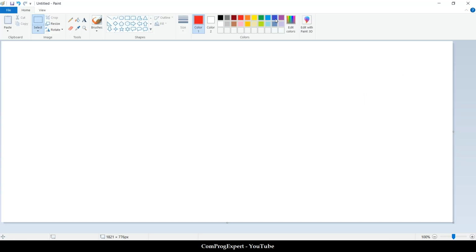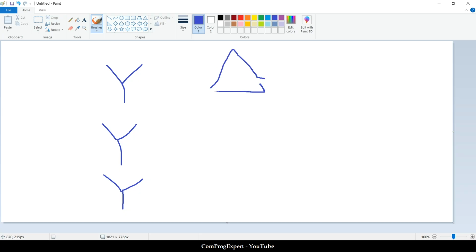So let's summarize these three cases. The first one, yes, we have these Y connections here. We have a delta connection. This is open. The switch, we have this delta. This is open and this is closed.